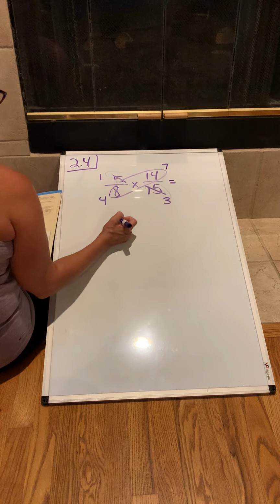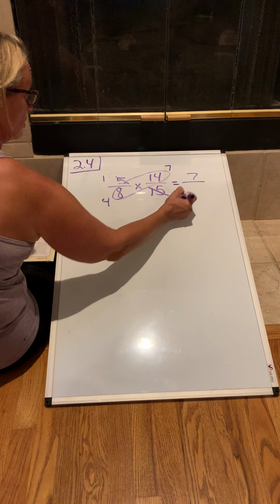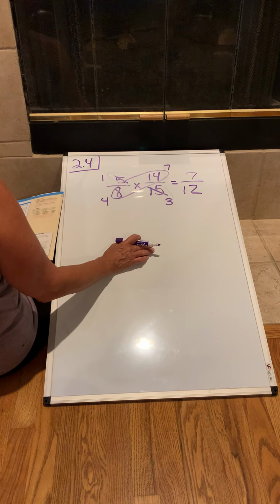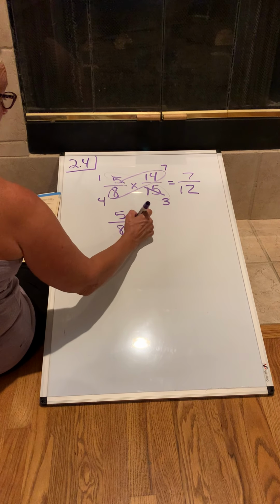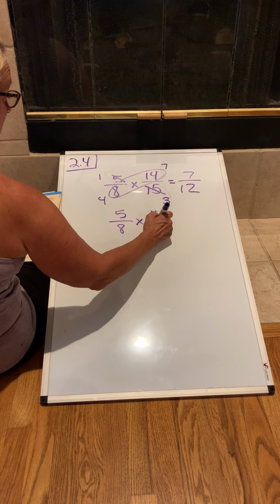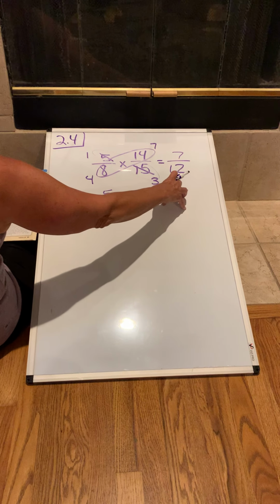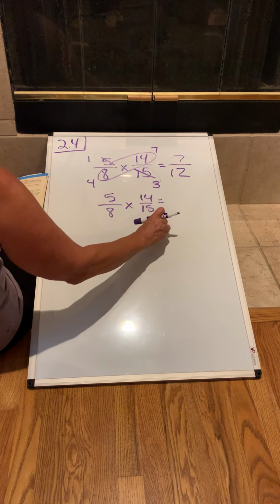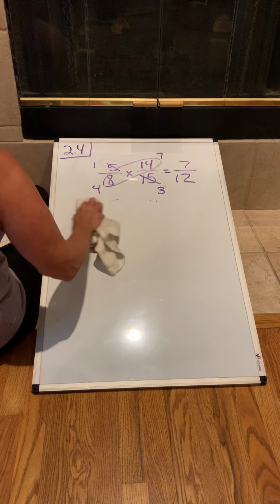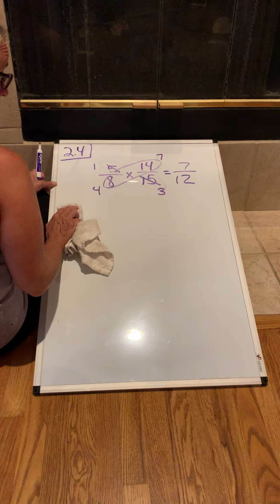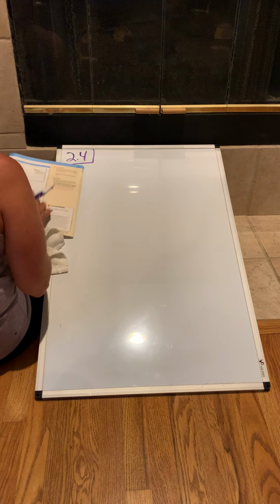Now I can multiply straight across. 1 times 7 is 7. 4 times 3 is 12. Okay? Now, boys and girls, you can work out 5/8 times 14/15 all day long if you want. But you're going to end up with a huge product, and then you're going to have to simplify and simplify and simplify. So if you simplify first before you multiply, it's going to be a lot faster and a lot easier. So let's do one more example that they show in the book.